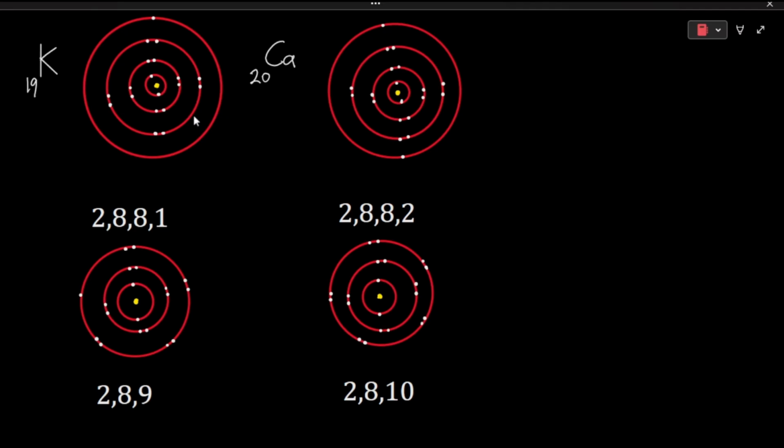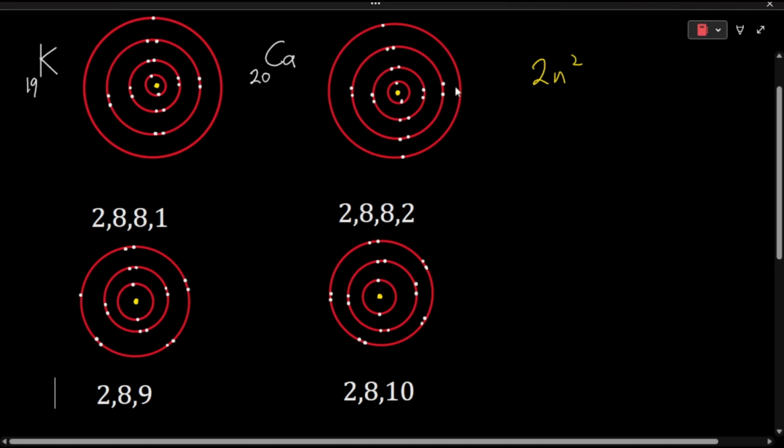Now, we'll be guided by the formula 2n squared, where n is the alphabetical designation of the principal quantum energy shell. So if we want to determine the maximum number of electrons for any particular shell, we replace n with that shell number. Now, the innermost shell is shell number 1.